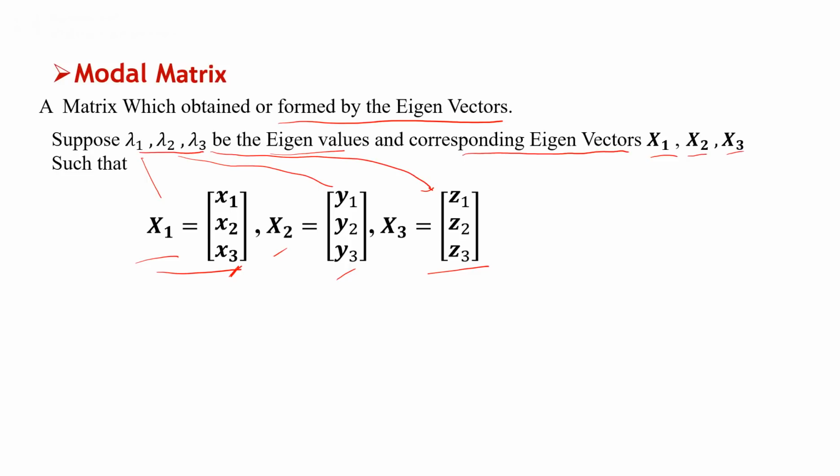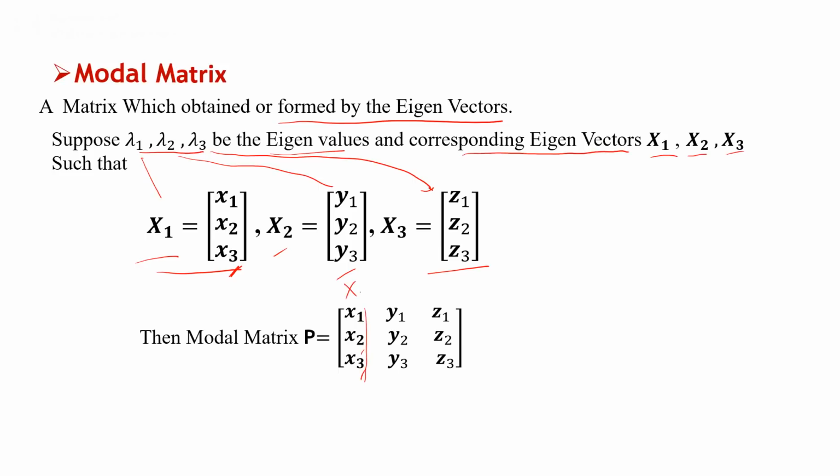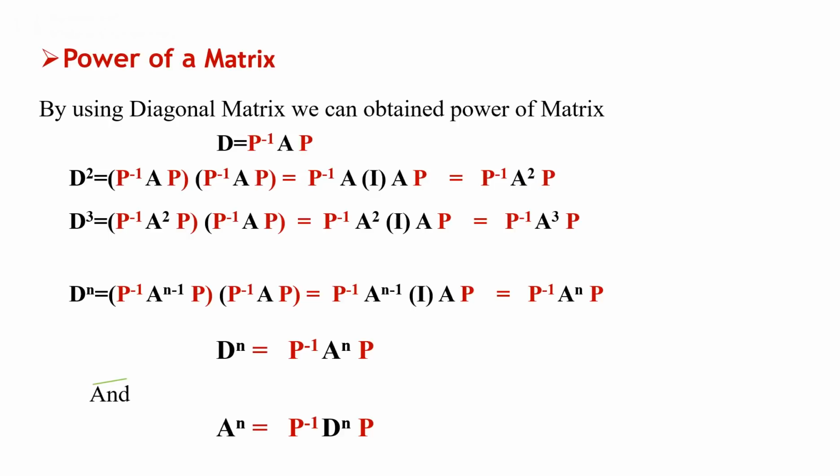Then what is the modal matrix? The modal matrix is formed by the eigenvectors. So we write the x1 vector, the x2 vector, and the x3 vector, or sometimes we just write x1, x2, x3. So a matrix which is formed by the eigenvectors is called the modal matrix, and this matrix is required when we diagonalize a matrix. Here one important application of diagonalization is the power of a matrix.